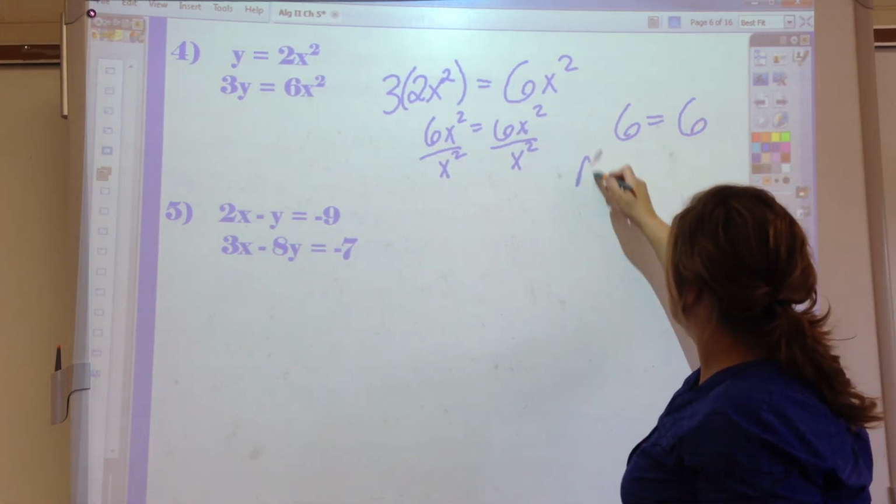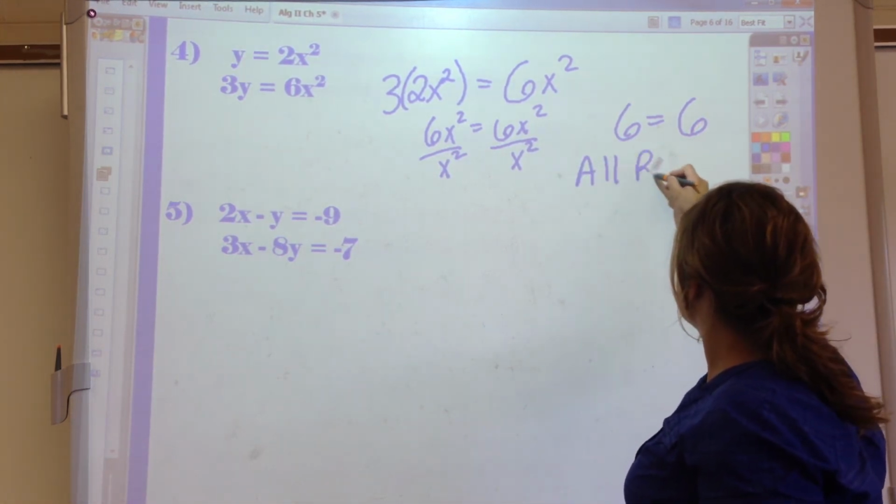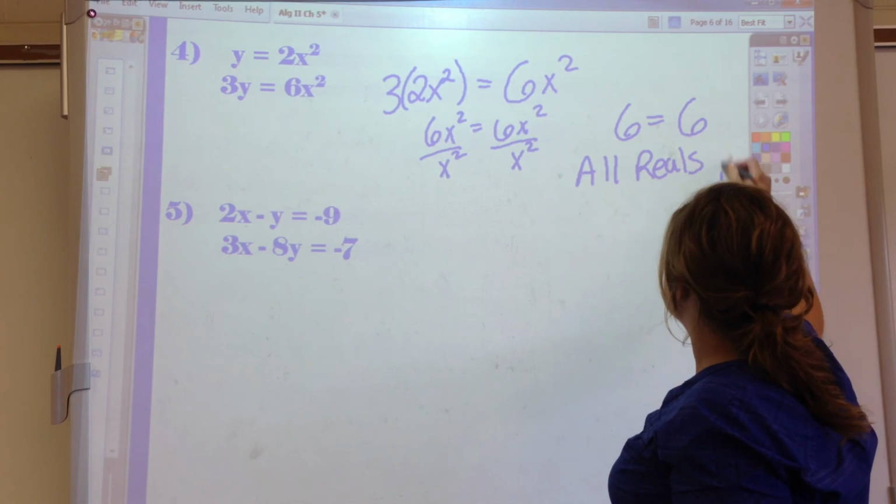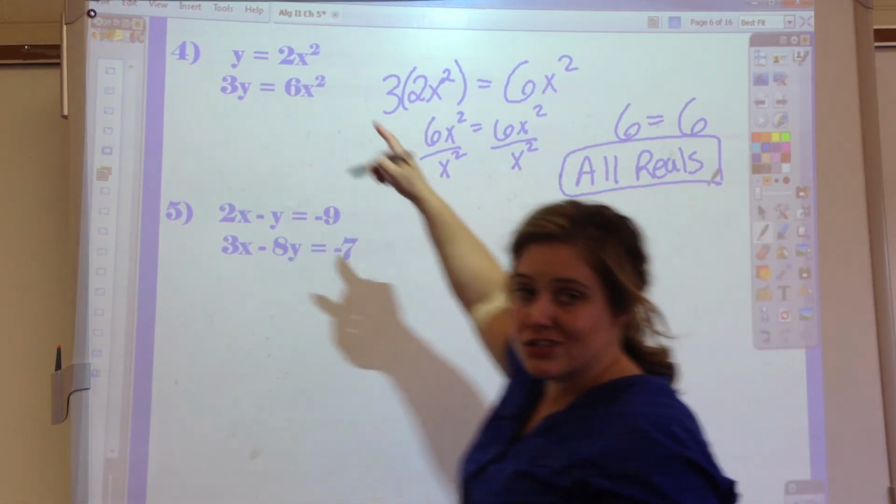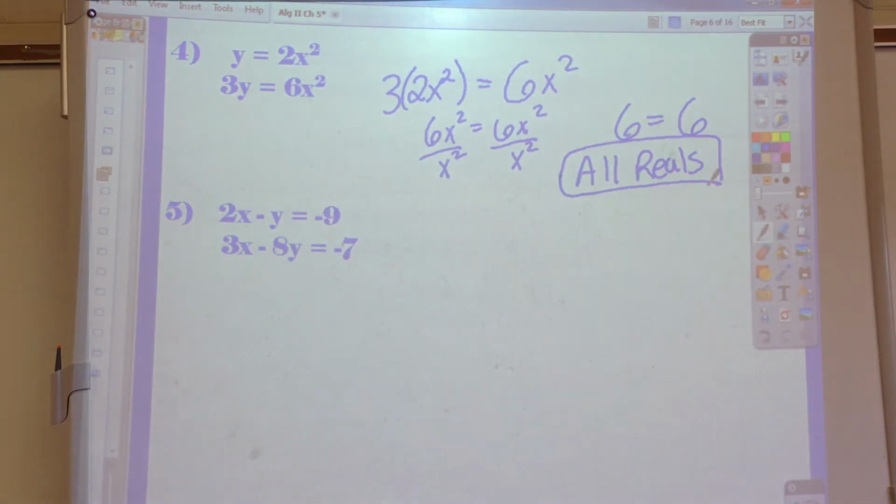Well, my solutions are all reals. That means that these two equations are essentially the same equation, and thus every solution on one will map to the other.